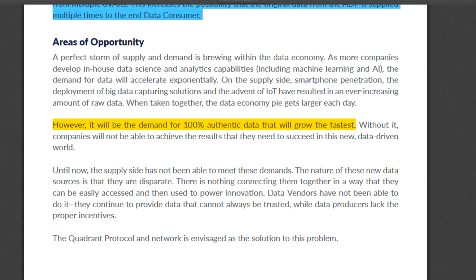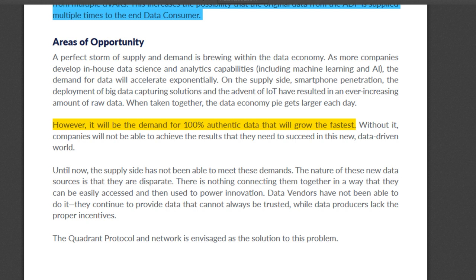This is the abstract being solved here. In a perfect storm, supply and demand is brewing within the economy as more companies develop in-house data science and analytic capabilities, and that's machine learning, AI, all of it. The demand for data will accelerate exponentially. On the supply side, smartphones, everybody has a smartphone now, or almost everybody. The deployment of big data capturing solutions, advent of Internet of Things has resulted in ever-increasing amount of raw data.